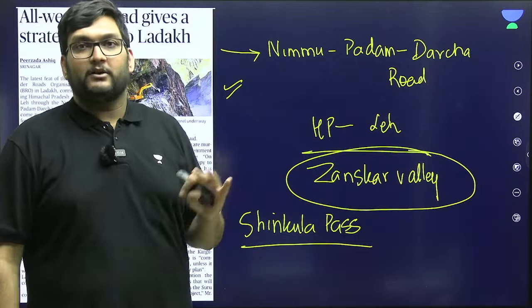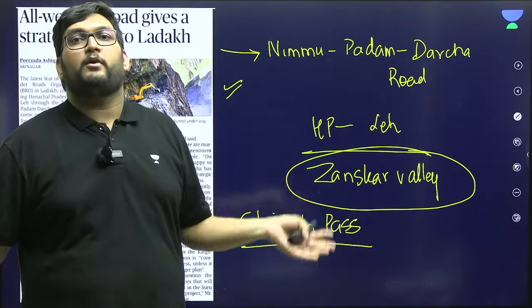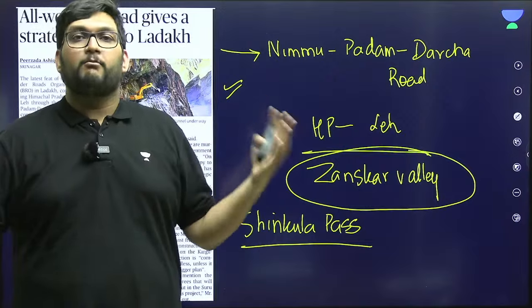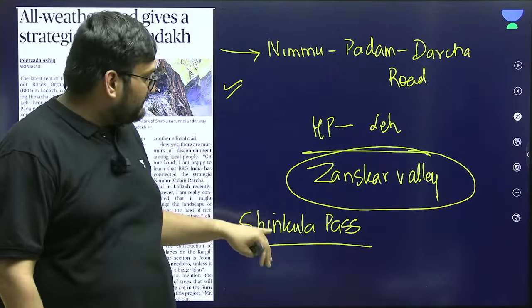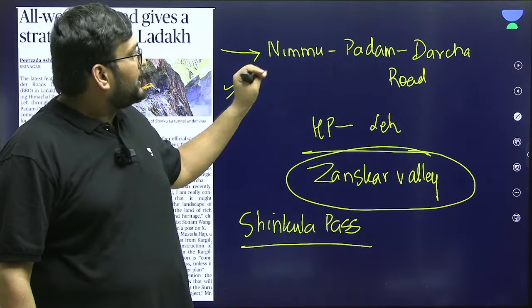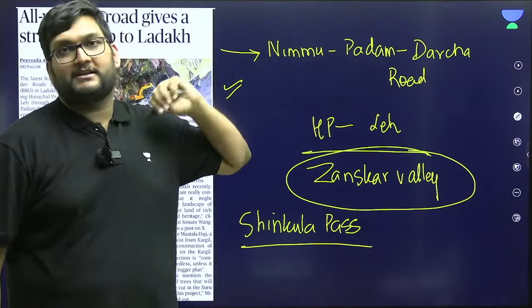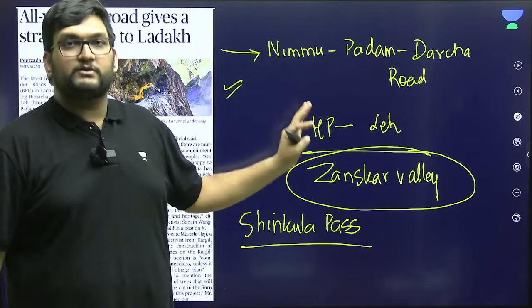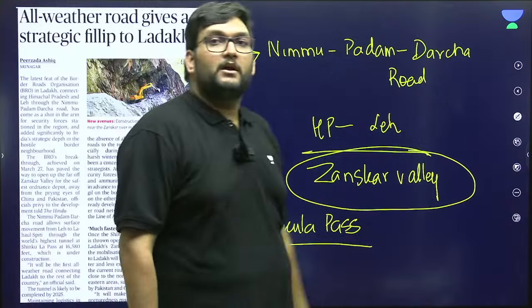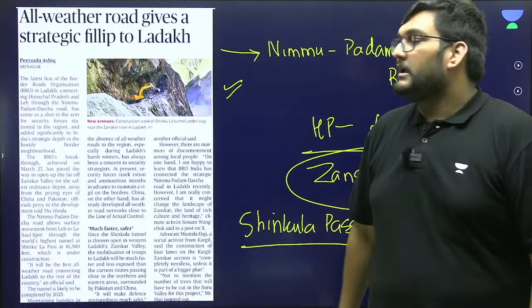Therefore, any route as of right now is open to forms of hostility from both our problematic neighbors. But this could be a game changer. So please remember, Shinkula Pass, Zanskar, Nemu Padam, Darcha Road can come in the prelims examination straightforward. And this is a news which will keep on developing and is important for your preparation generally.